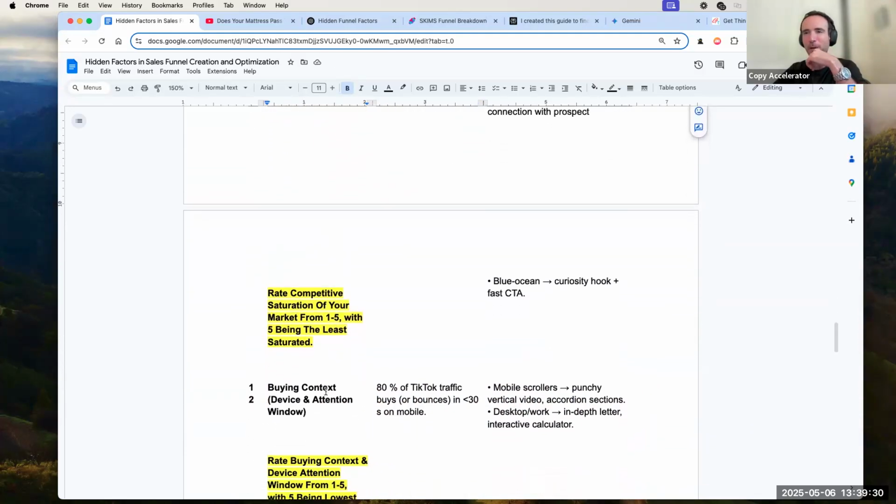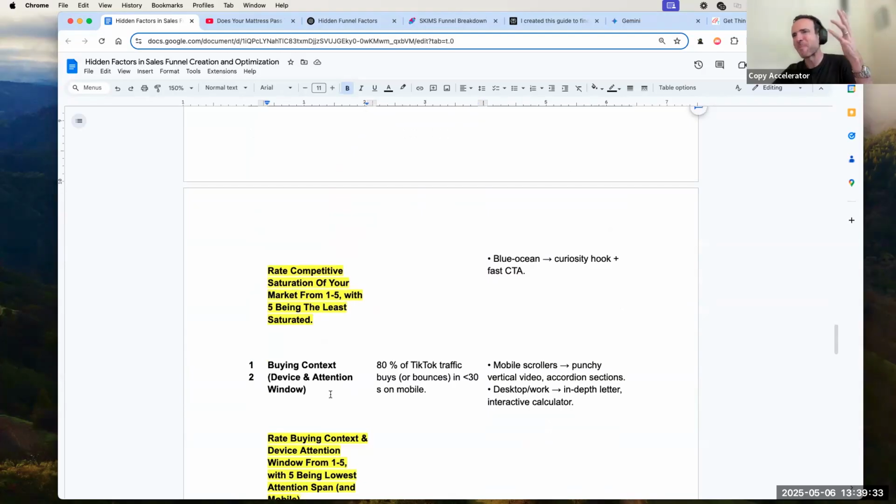This one was interesting. It's not one I would have considered on my own, or maybe I would have, but it's not a really obvious one, which is buying context: device and attention window. It's mentioned here: 8% of TikTok traffic buys or bounces in 30 seconds on mobile. That makes sense as far as what the dominant platform is where traffic's coming from. It's different from warm or cold, because you can have cold traffic from TikTok, Meta, native, YouTube, whatever else. Here it's not just cold, it's which platform. It's platform specific, and knowing how people act on those different platforms.